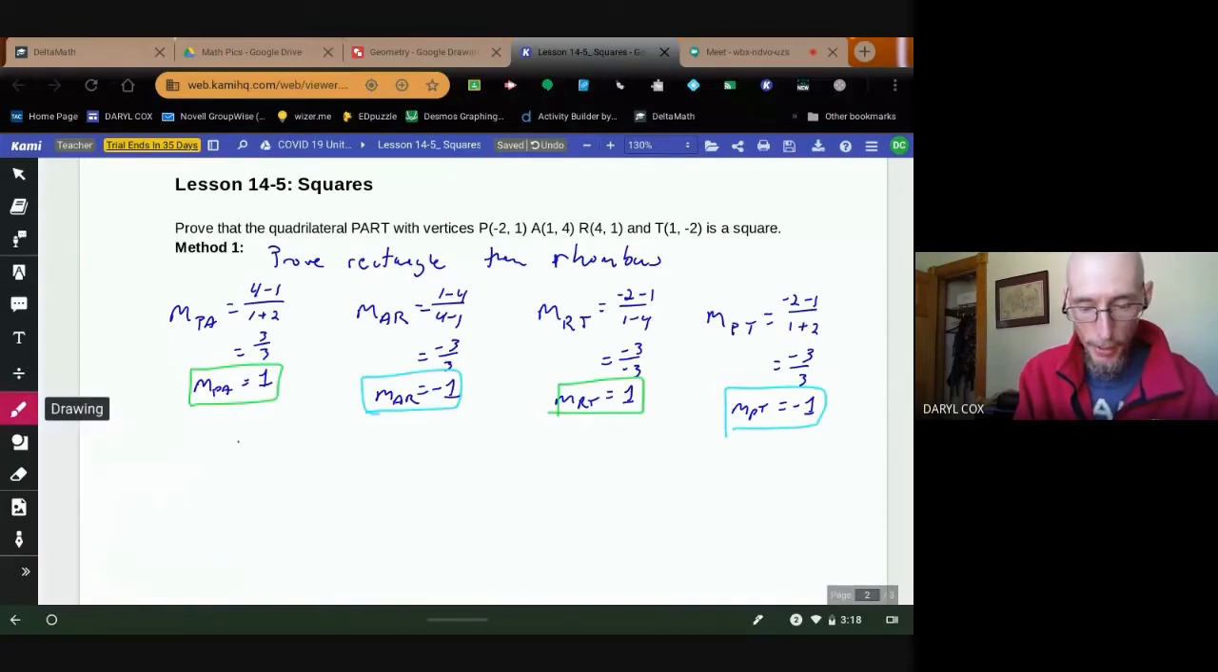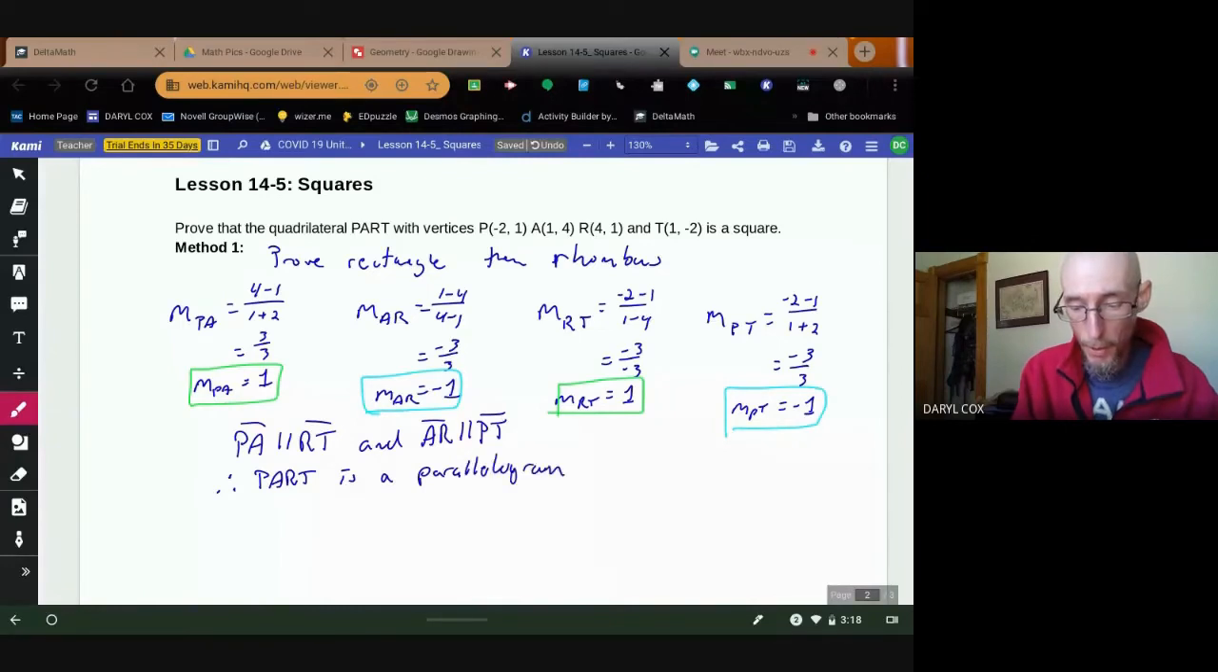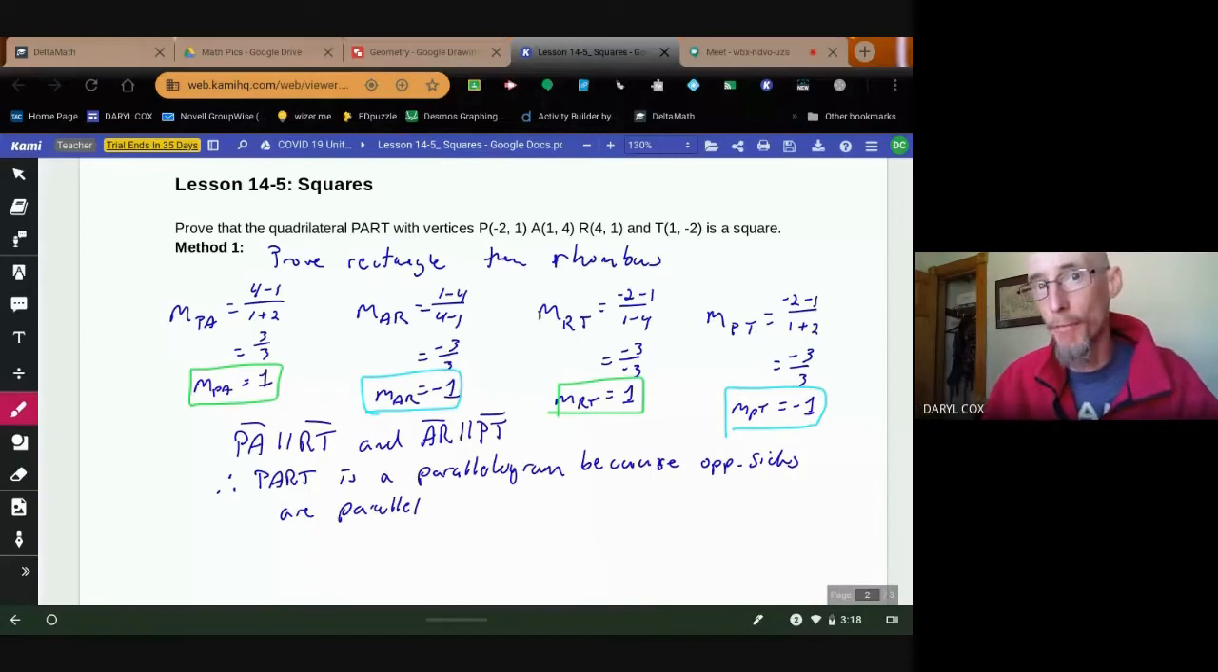Okay, I know that PA is parallel to RT and AR is parallel to PT. Don't forget to write that when you're doing your problems. Therefore, PART is a parallelogram because opposite sides are parallel. Now remember, that got me that far, but now I need to show that parallelogram is a rectangle.